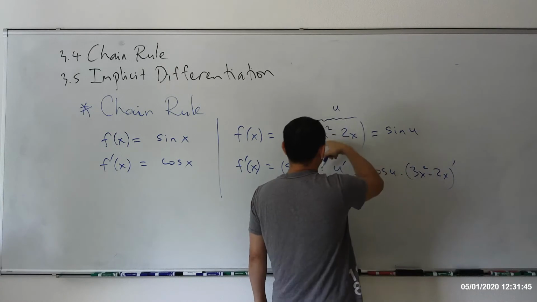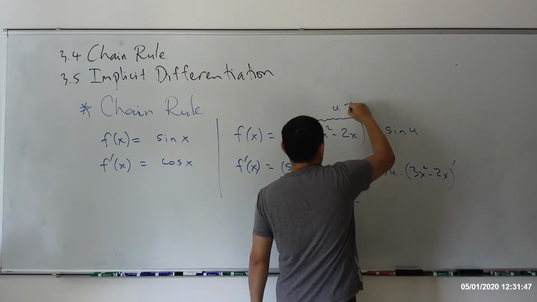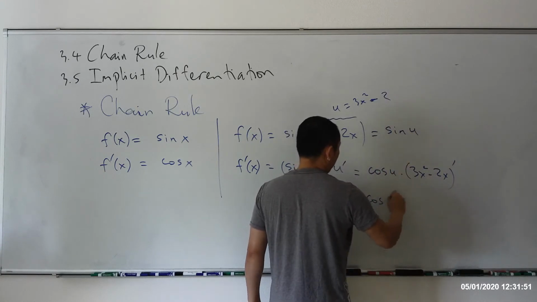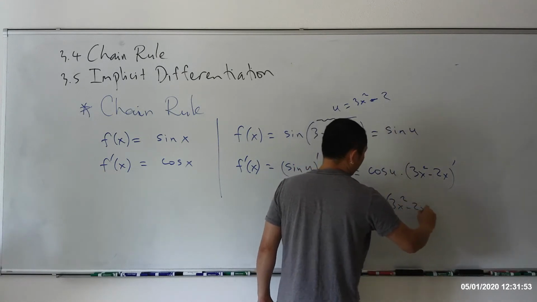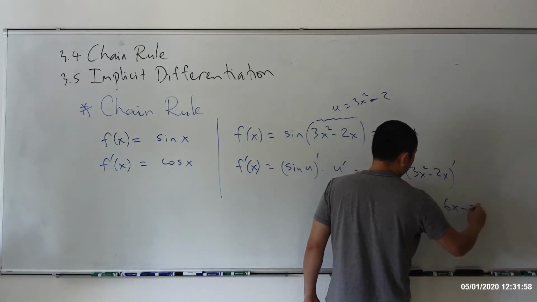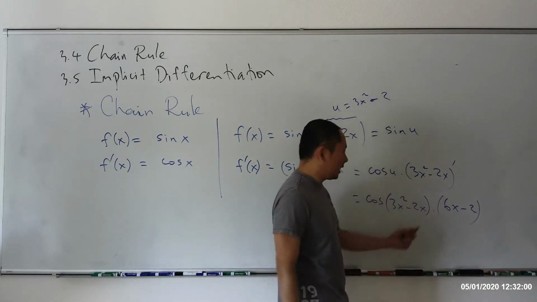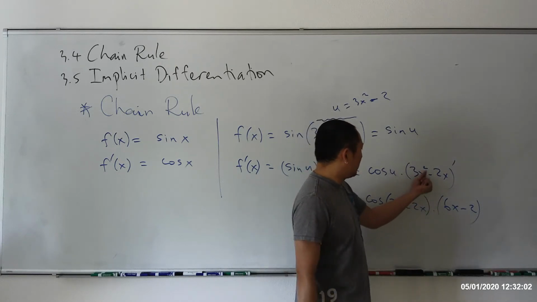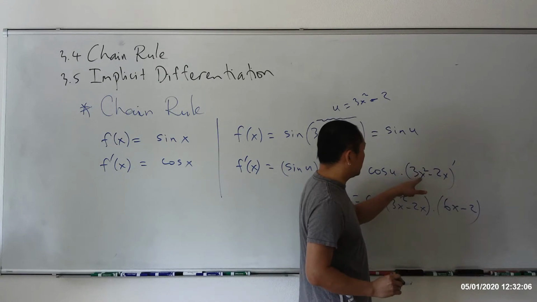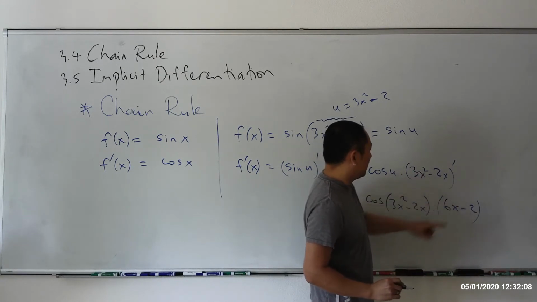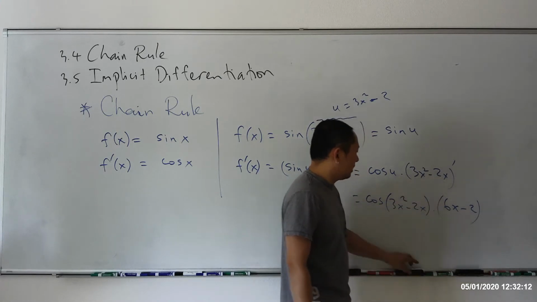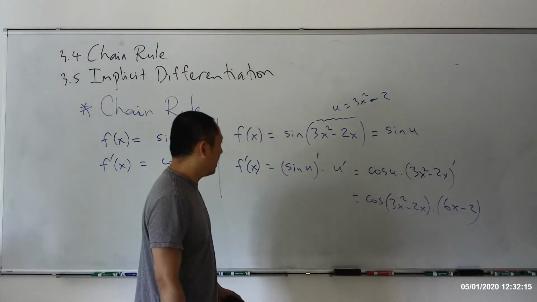And you know that u is 3x squared minus 2x, right? So this is cosine of 3x squared minus 2x, and then you times 6x minus 2. You guys see where I got 6x minus 2 from? The derivative of 3x squared: this is my square, all right? Bring the 2 down, 3 times 2 is 6, and then x squared, lower the degree by 1, so you get 6x, and then the derivative of 2x is 2. Okay, that will be the answer.